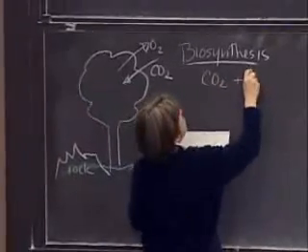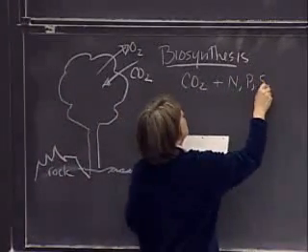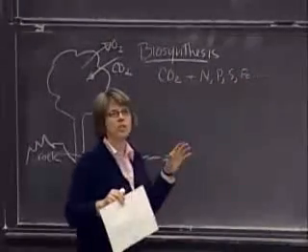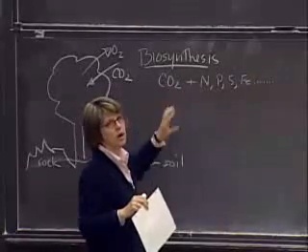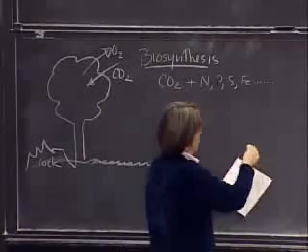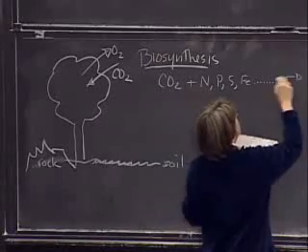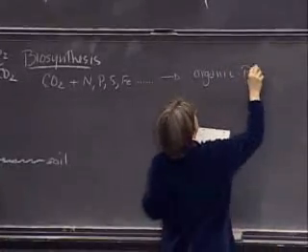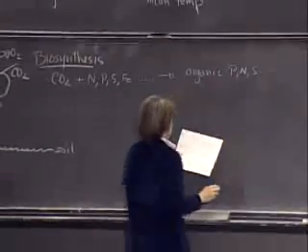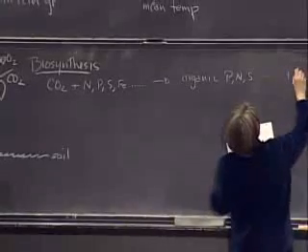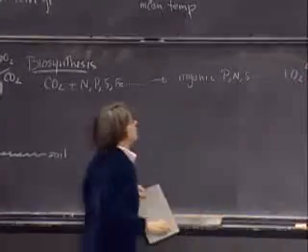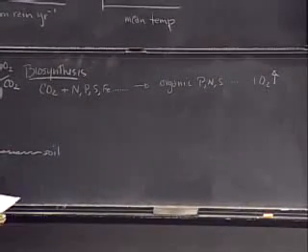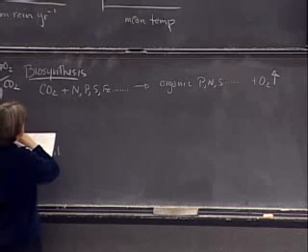So CO2 plus, there's all the elements required for life, okay? In other words, for a plant to grow, it doesn't only need CO2 and water. It needs all of these elements required for life. And they are converted to organic forms of those elements. And then oxygen is evolved. So we're, in a general sense, just modifying the equation for photosynthesis to include all the elements that are required for life. So that's the biosynthesis.